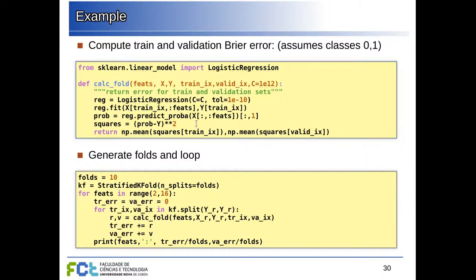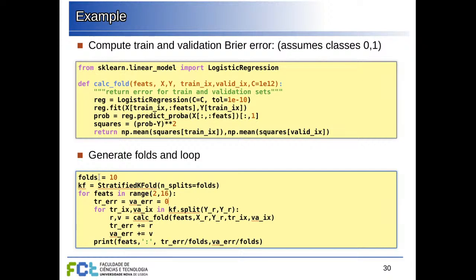So basically, this auxiliary function receives the data and how many features we want. It fits the logistic regression model, gets a specific hypothesis, and then evaluates that hypothesis on the training data and on the validation data so that we have an idea of what the error is. And the error measured here is the Brier score.